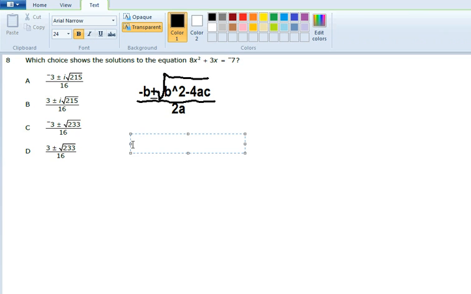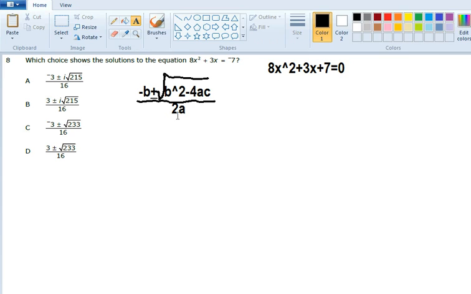So b is going to be 3, so we get negative 3. Well, before I do this, I should really get everything on one side. So I'm going to have 8x squared plus 3x. Now that negative 7 here, I want to move it to the other side. So I'm going to add 7 on both sides, so I get plus 7 equals 0.